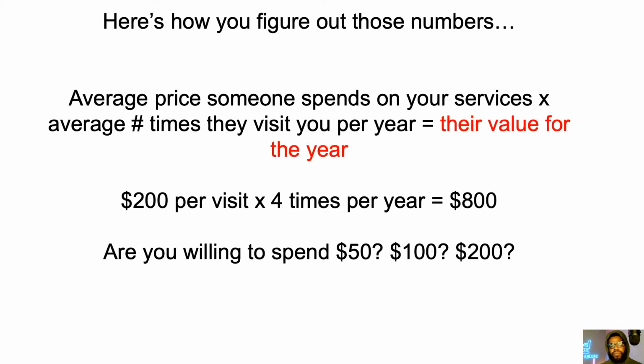Okay. So here's how you figure those numbers out. The average price that someone spends on your services times the average number of times they visit you in that year. That's going to be their value for the year. So let's imagine on average someone spends $200 every time they sit in your chair, and on average they visit you about four times in the year. They're worth about $800 to you for that year.